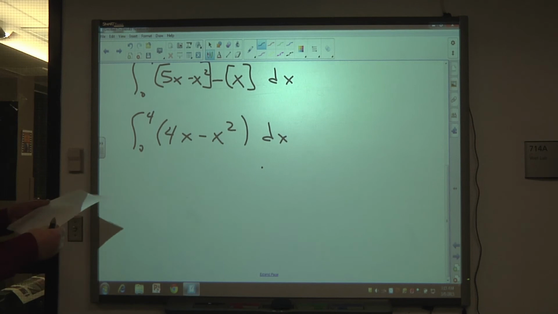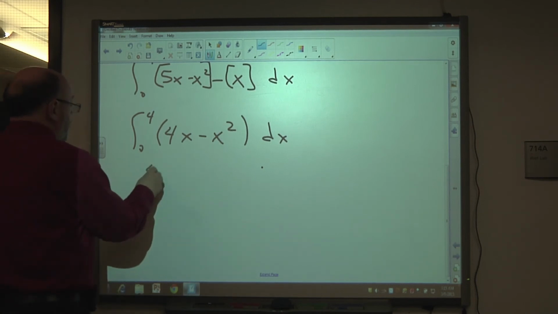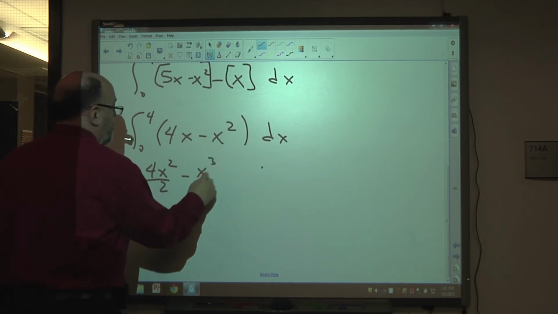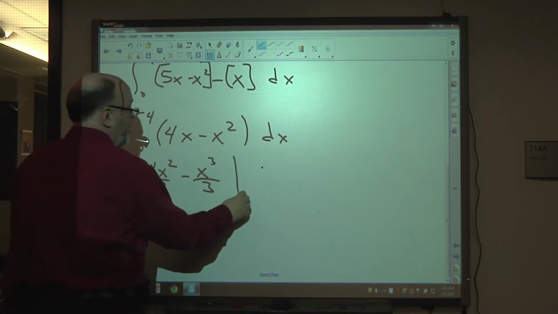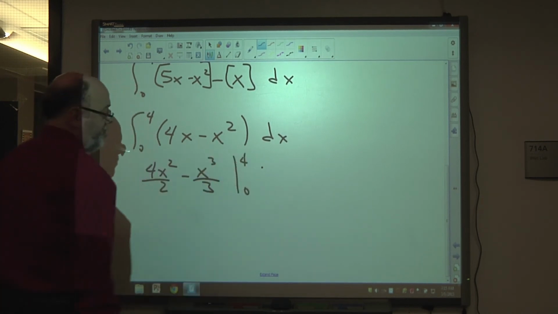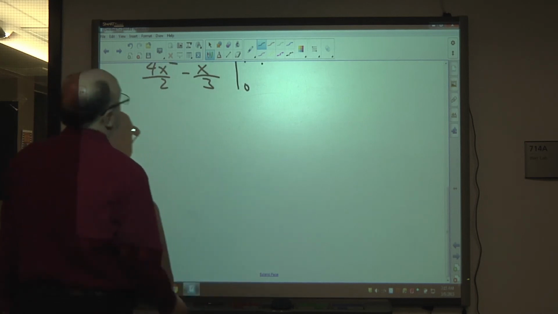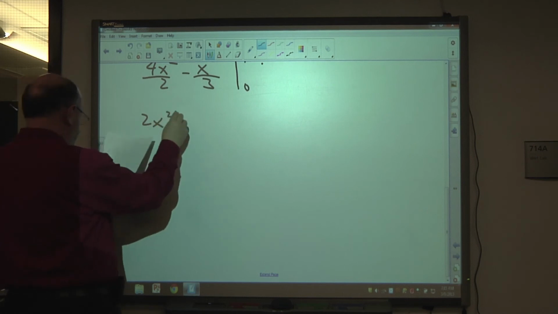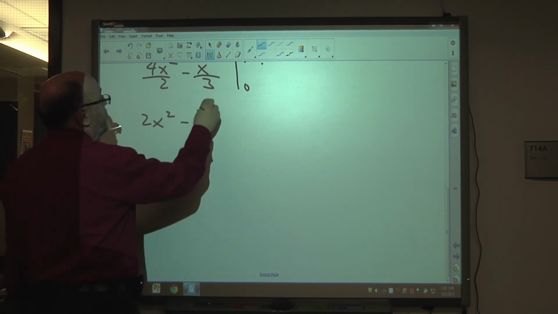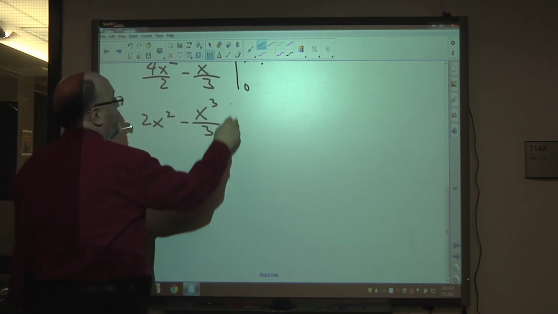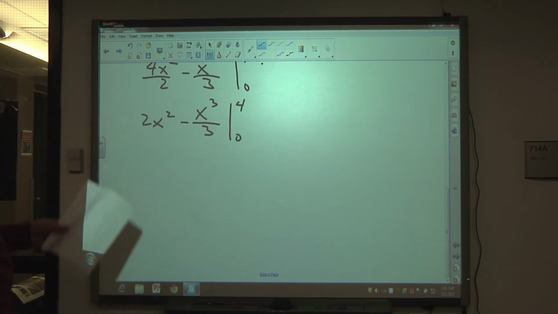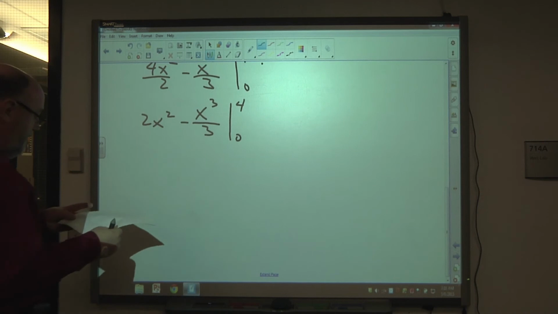We then integrate. So we get 4x squared over 2 minus x cubed over 3, evaluated from 0 to 4. So this will become 2x squared, or actually, 2x squared minus x cubed over 3 from 0 to 4. And then the next step is to plug in our numbers.